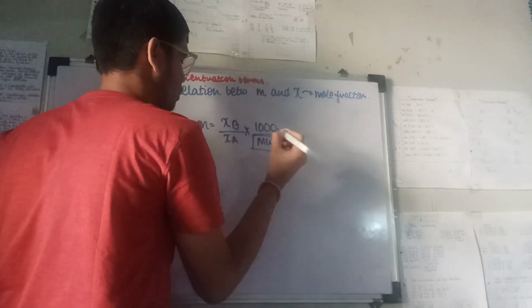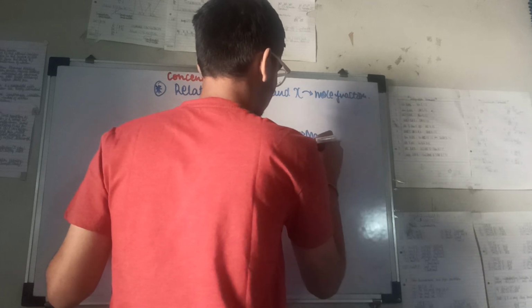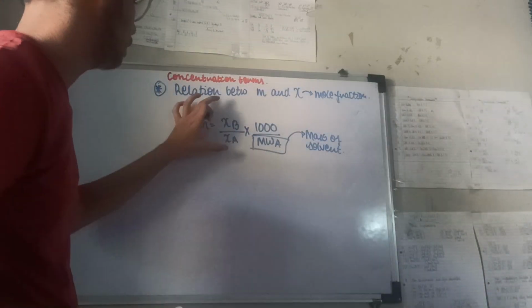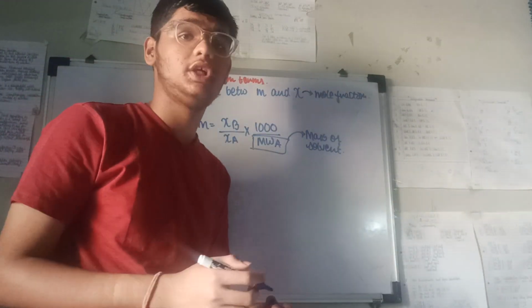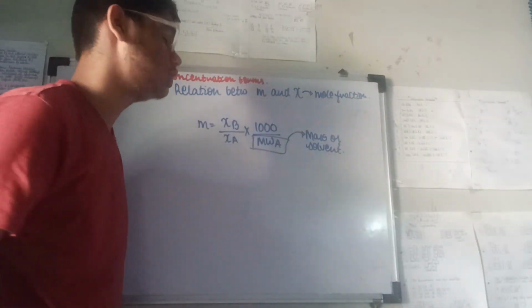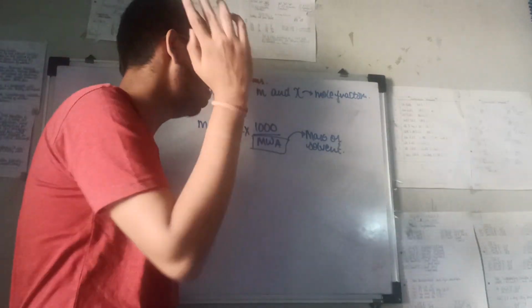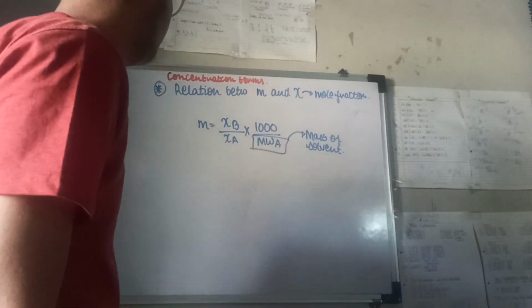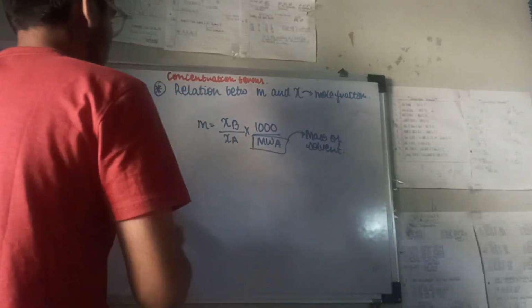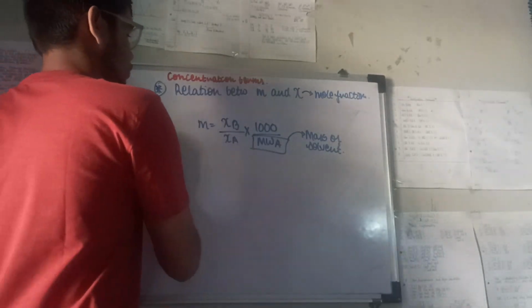So here Mwa, many of the students have identified, is the mass of solvent, and chi b and chi a are the respective mole fractions. So let's revise. Molality is equal to xb by xa into 1000 by Mwa. Simple as that. So we have finished the relation between molality and mole fraction. I am rubbing this out.